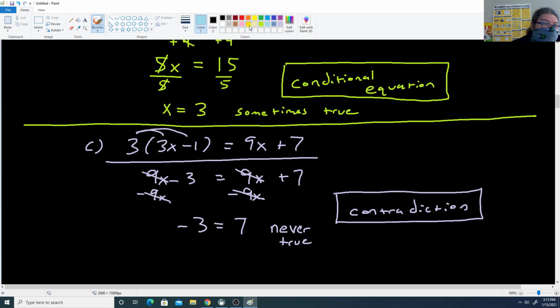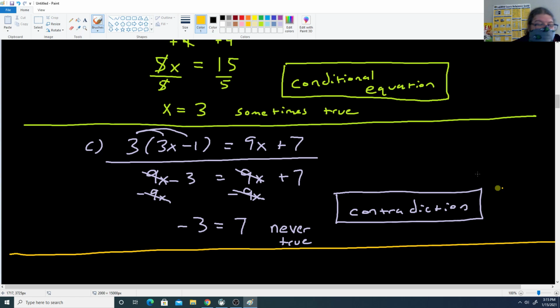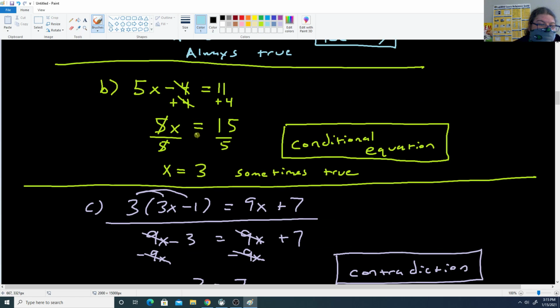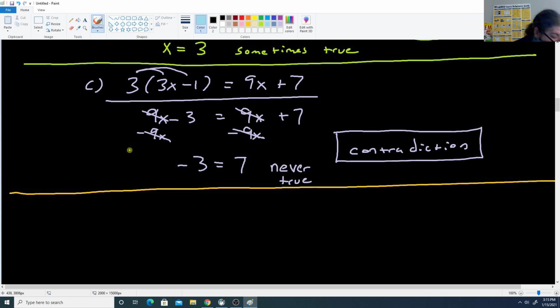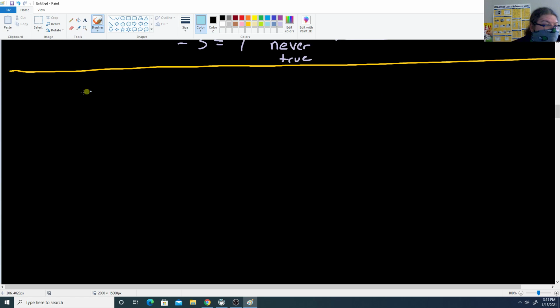Okay, so we've hit on everything that we needed to for that one. We took all 3 of the parts that they gave us, and we classified them as always true, sometimes true, never true. Okay, moving along to the next example. This one also has multiple parts. It wants us to solve each equation for a given value.